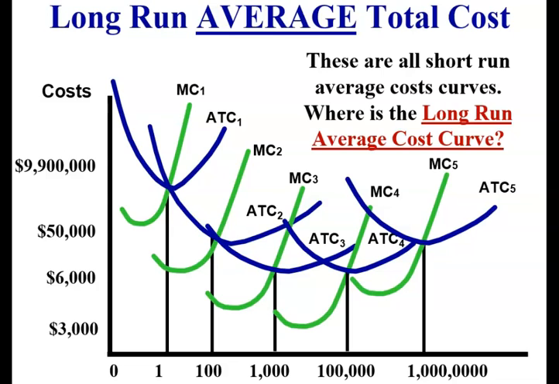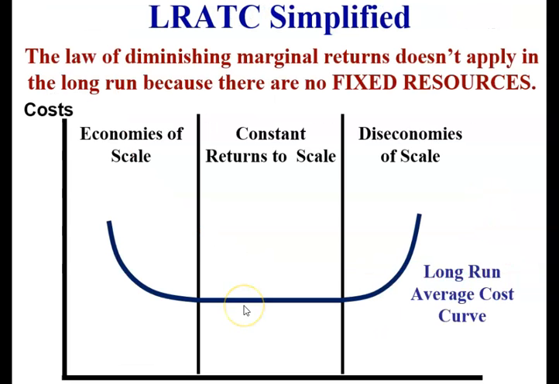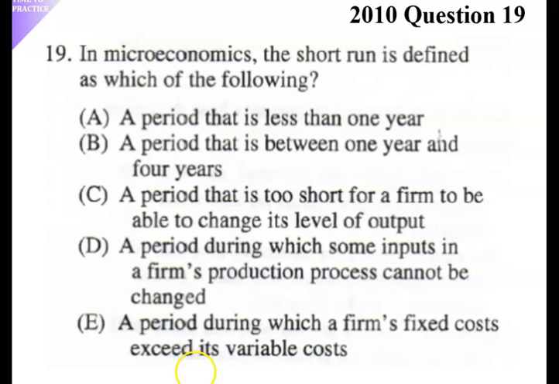Where would the long-run average cost curve be? Essentially, it's the sum of all of the short-run average total cost curves. So the long-run average total cost curve looks like this. You have economies of scale when the long-run average cost curve is decreasing, constant returns to scale here, and finally diseconomies of scale here. The law of diminishing marginal returns does not apply in the long run because there are no fixed resources. And a practice question, the answer is D.